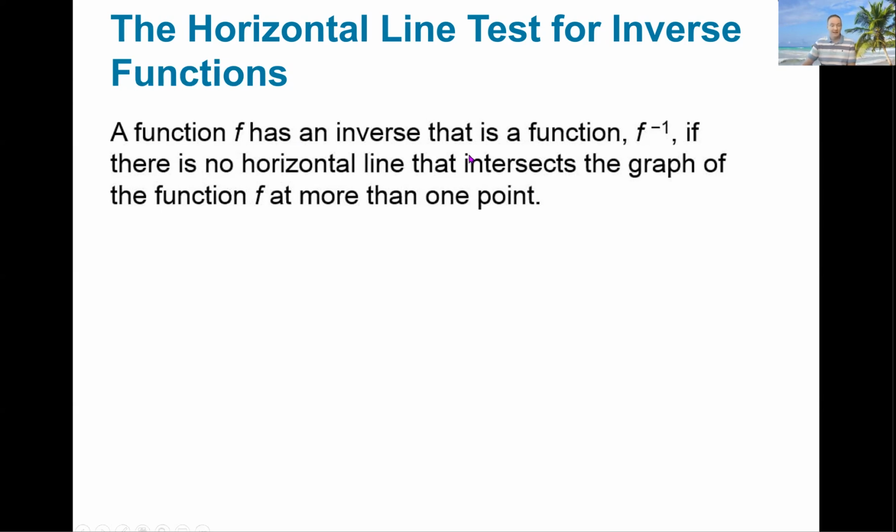A function f has an inverse if there is no horizontal line that intersects the graph of f at more than one point.